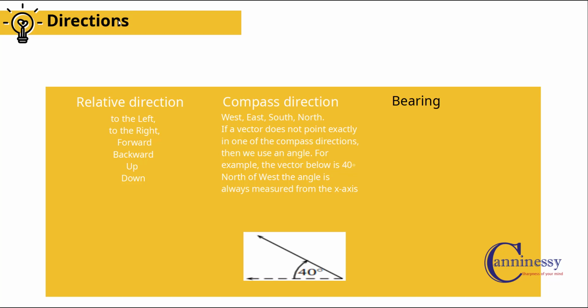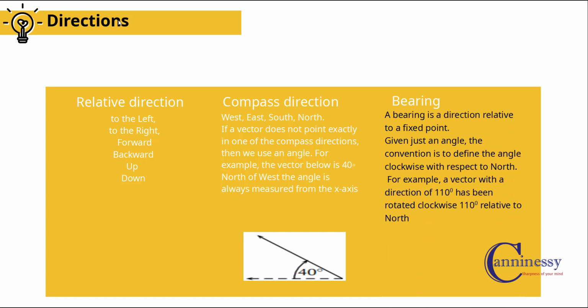Number three, bearing. A bearing is a direction relative to a fixed point. Given just an angle, the convention is to define the angle clockwise with respect to north. For example, a vector with a direction of 110 degrees has been rotated clockwise 110 degrees relative to north.